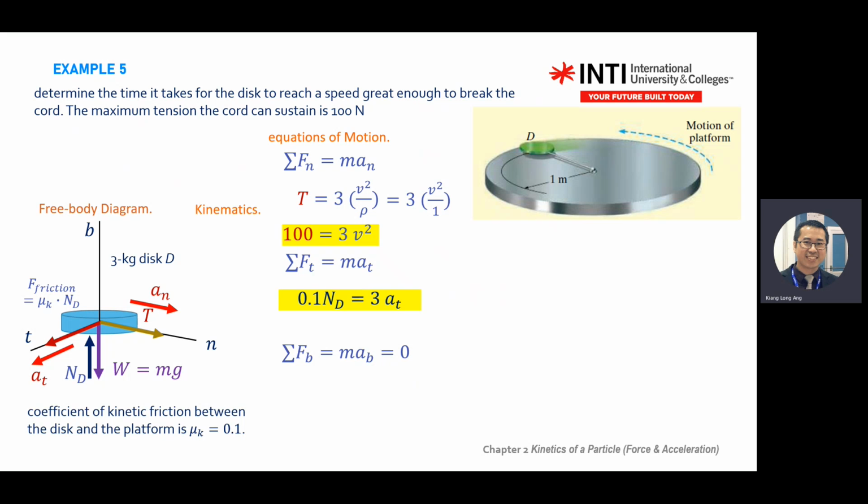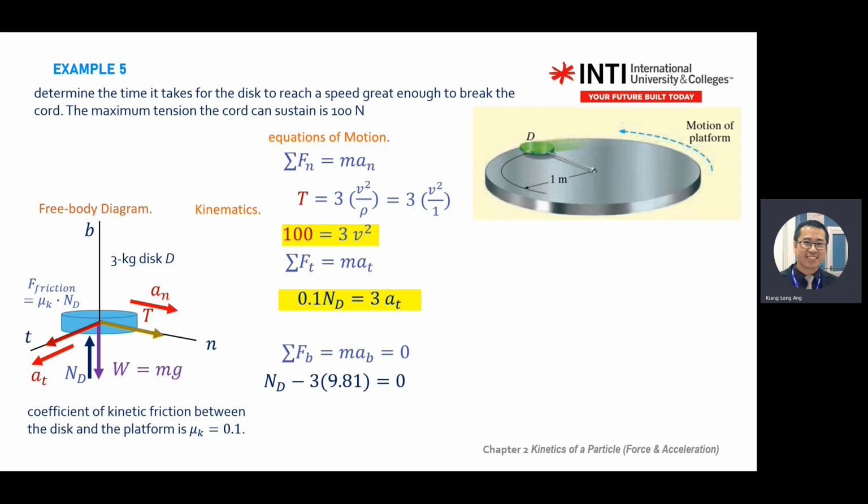Okay, 0.1 ND equal to 3 AT, because you have tangent direction, right? And you're dealing with vector. You have two vectors, normal direction and tangent direction. You need to find the resultant for the acceleration. Okay. Then B also same.